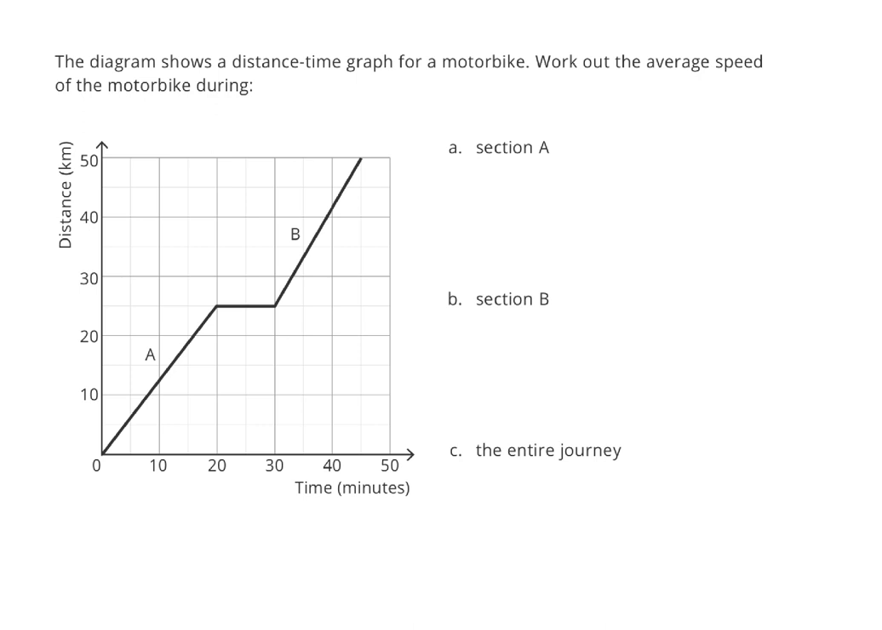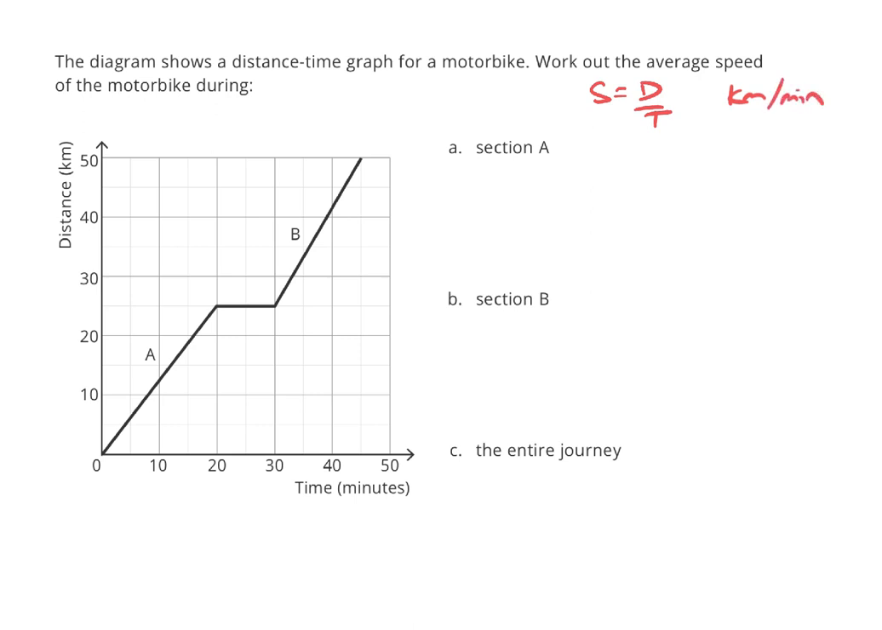In this final question, it says the diagram shows a distance time graph for a motorbike. Work out the average speed of the motorbike during sections A, B, and the entire journey. So this time we're looking at speed. Speed we know is distance divided by time. The units here we have are kilometers and minutes. I'm going to keep it in those units just for simplicity's sake for this question. So we're going to do kilometers per minute as our answer.